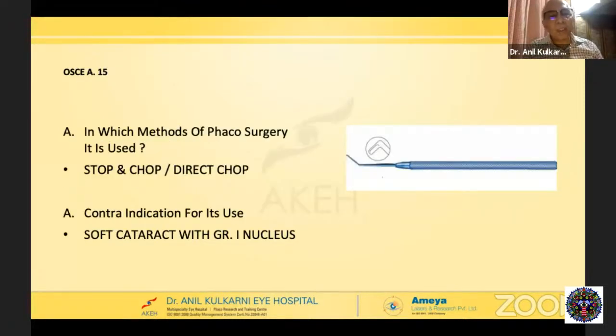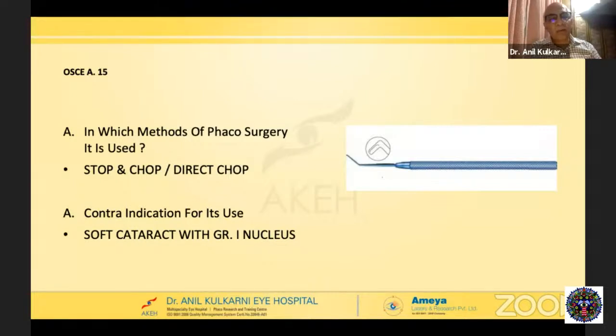Method of phaco surgery: stop and chop, because this is a chopper. You can use it in stop and chop, or you can use it in a direct chop. Direct chop can be Nagahara chop, or it can be the 5/4 technique of vertical chopping.